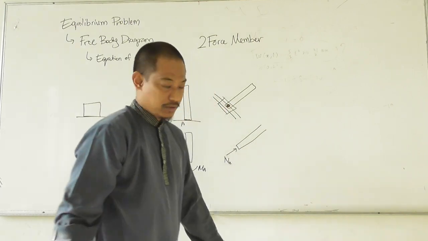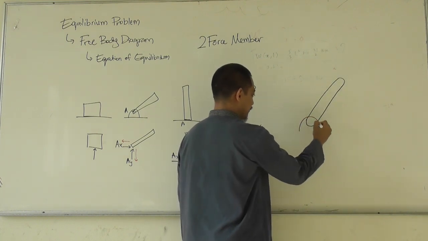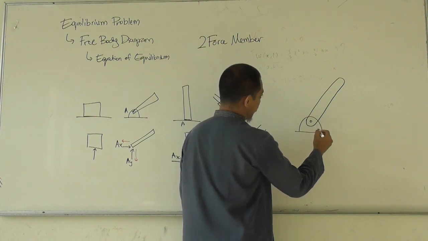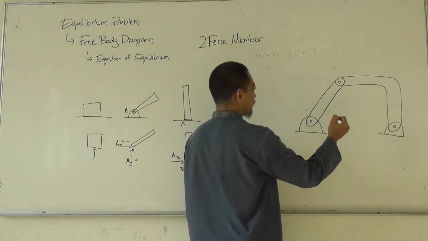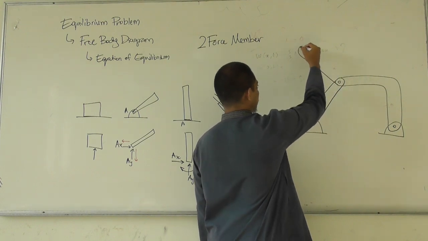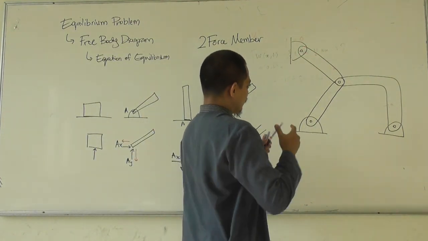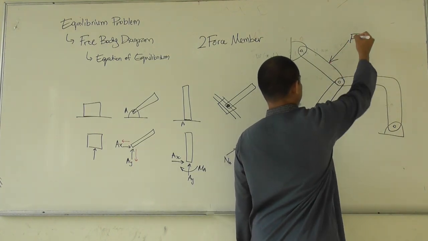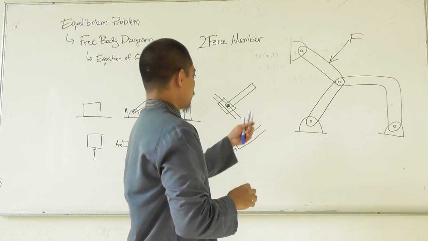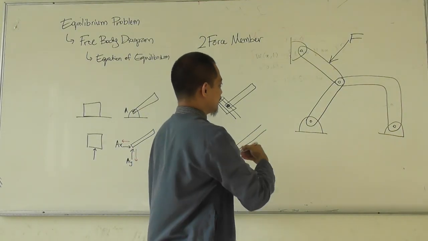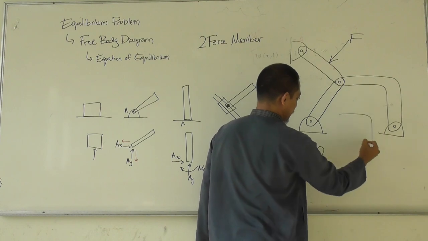For example, let's say we have this member here, let's say it is connected to another member here, and then let's say this is a member here, and then there's a pin here, right? Now, let's make it interesting, let's say we have a force here, right? Hopefully you can still see this clearly because of the glare. Now, if you look at this one, basically you can separate this into three different members, right? This one, and then this one, and then that one over there, right?